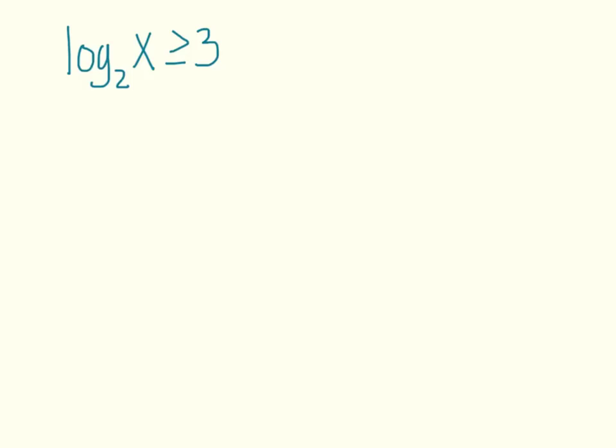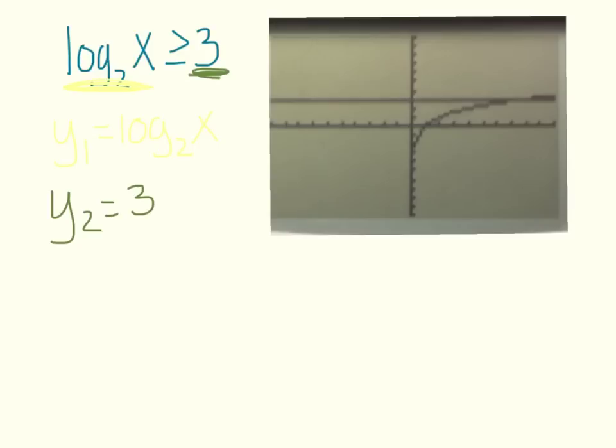All right, one more example. We're going to go log base 2 of x is greater than or equal to 3. So in y1, I will put log base 2 of x. And in y2, I will put 3. Graph it and look at it. So we see that the logarithm is the curve approaching the asymptote. And 3 is this line here. And this time we want greater than or equal to, so right above. Where is the yellow one? Above the green one. So we're going to shade all of this stuff.